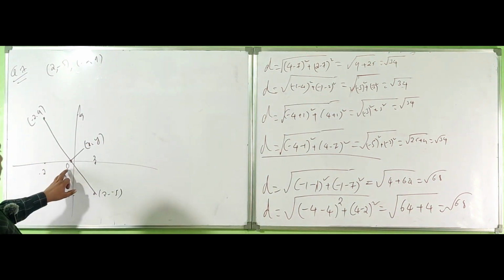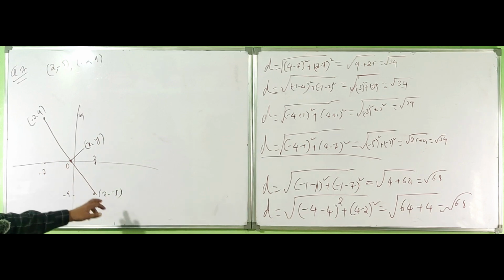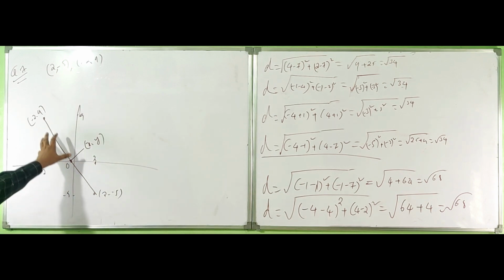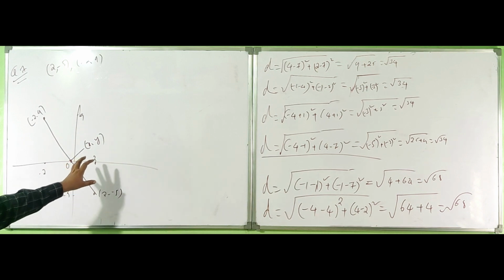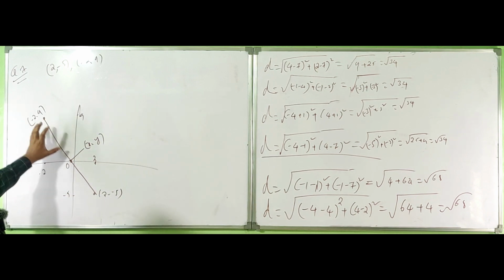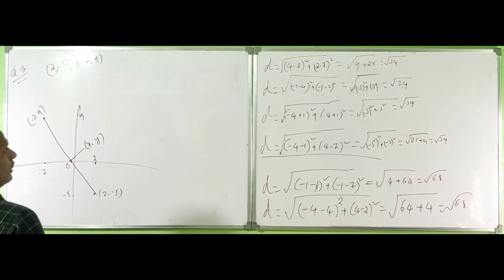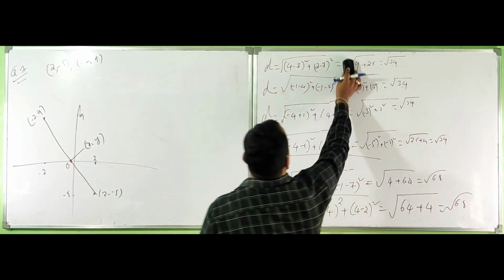A point on the x-axis which is equidistant from the points (-2, 9) and (2, -5). See, this line cuts exactly at this point, which we don't know. The condition is that the distance between this one and this one is the same. Let's write the solution here.